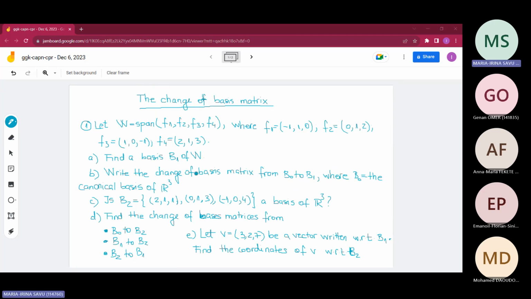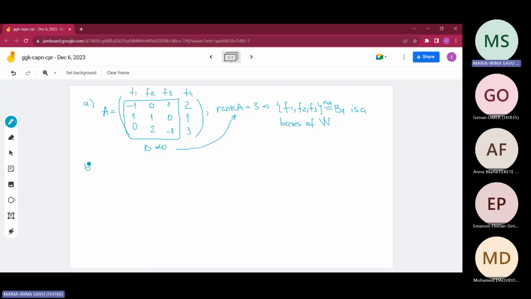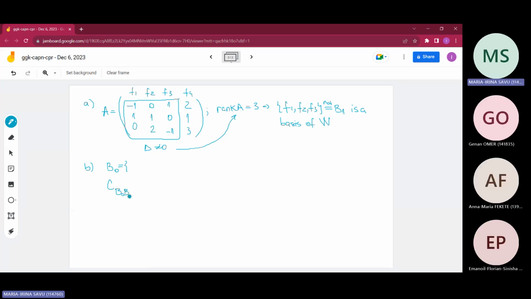Then you have to write the change of basis matrix from B0 to B1, where B0 is the canonical basis of R3. I will give you 2 minutes to write B0 and then to write the matrix from B0 to B1.